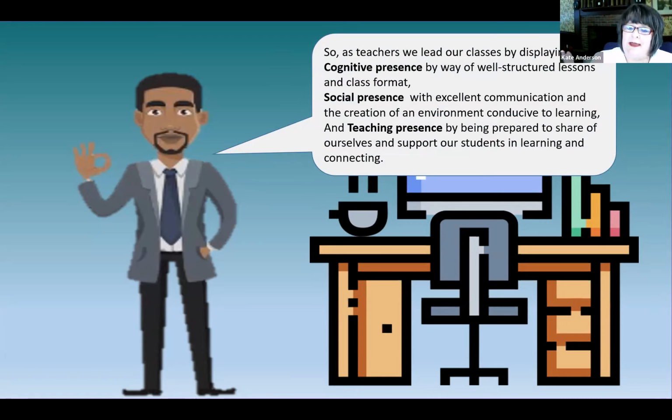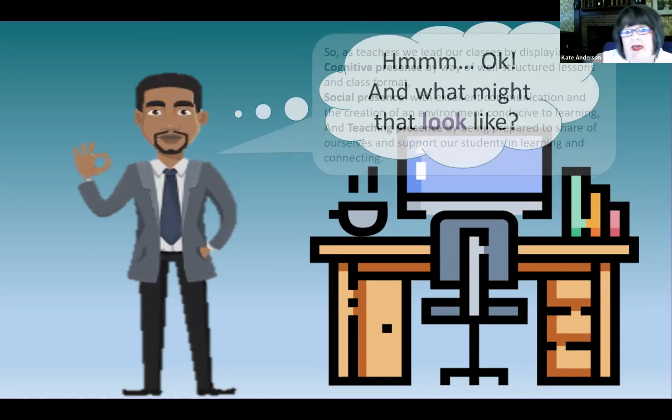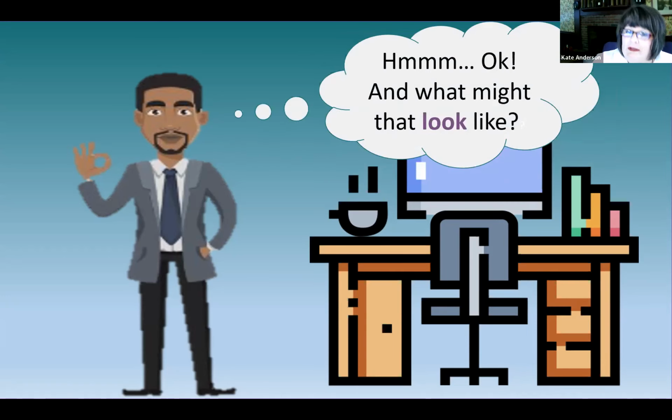We're talking about a remote setting today, but this is what we would do in an in-person setting as well. So you'll notice that a lot of these skills are interchangeable, but some of them you just have to be more aware of in this online environment. So that all sounds fine, but what is that going to look like when we're looking at our remote courses? How do we make this happen?